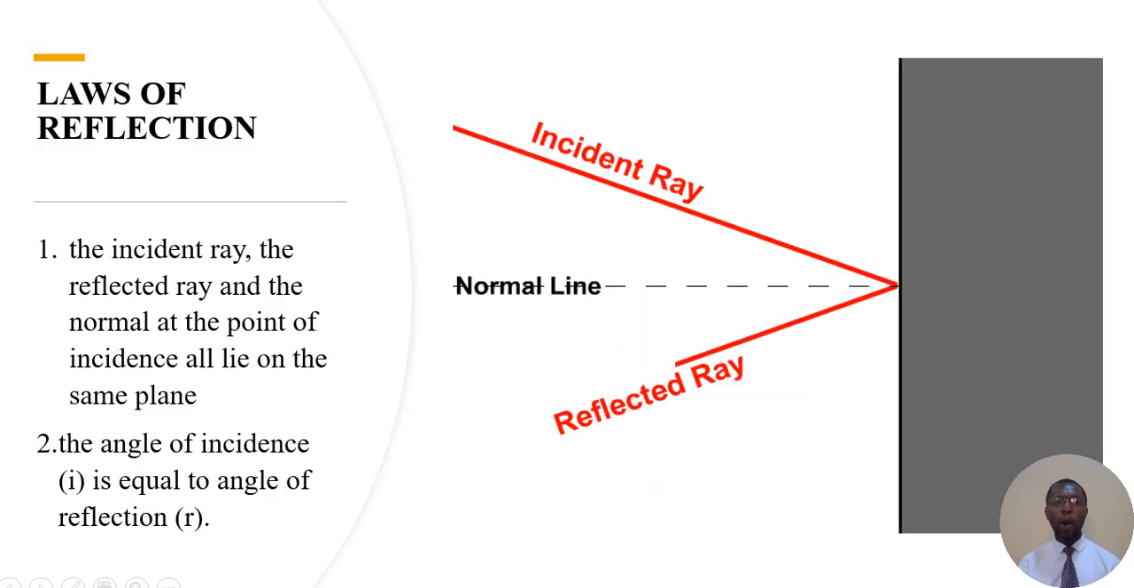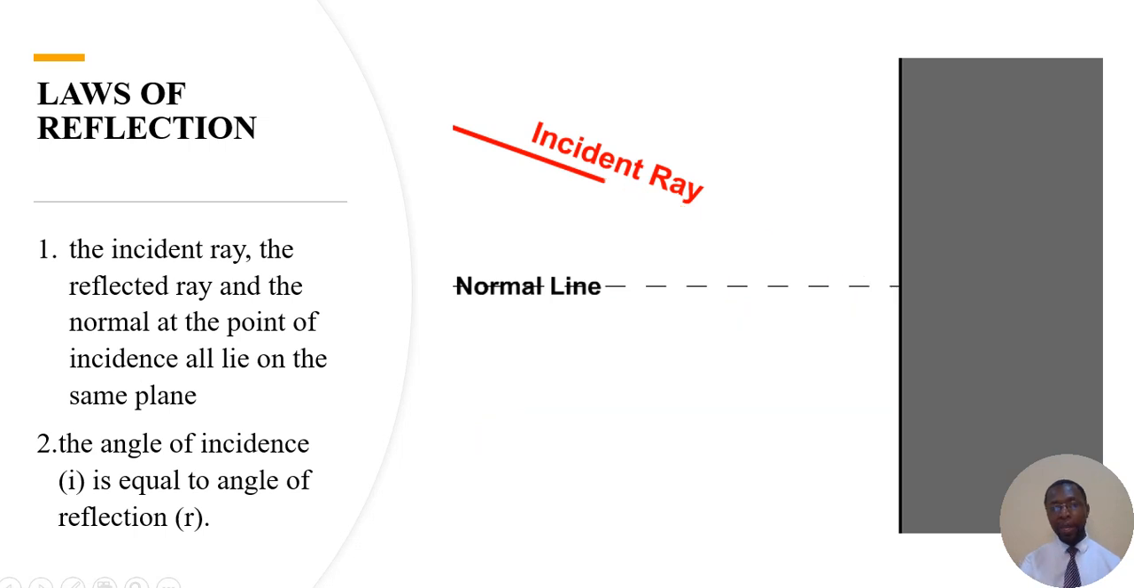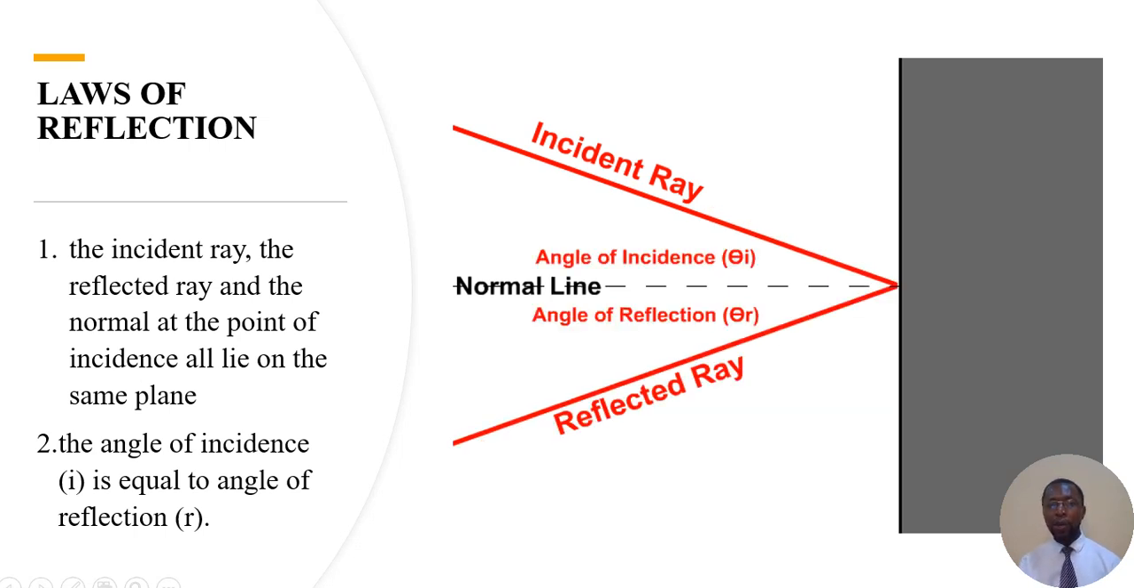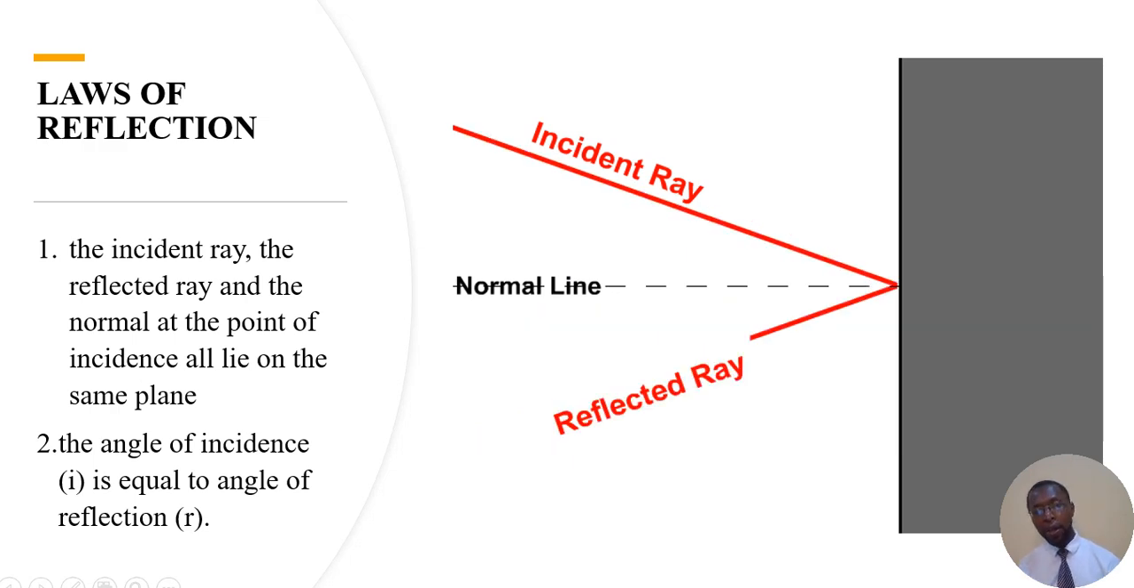Okay. Now we need to know the laws that guide reflection. There are just two of them. The first law of reflection says that the incident ray is the ray that is coming from the source of light. You can see it here. The reflected ray is the one that hits the object and then bounces in the other direction. The first law states that the incident ray, the reflected ray, and the normal. The normal is a line between the incident ray and the reflected ray. You can see it here, there is the normal line. Now the incident ray, the normal, and the reflected ray all lie on the same plane. This is the plane here. That's the first law of reflection.